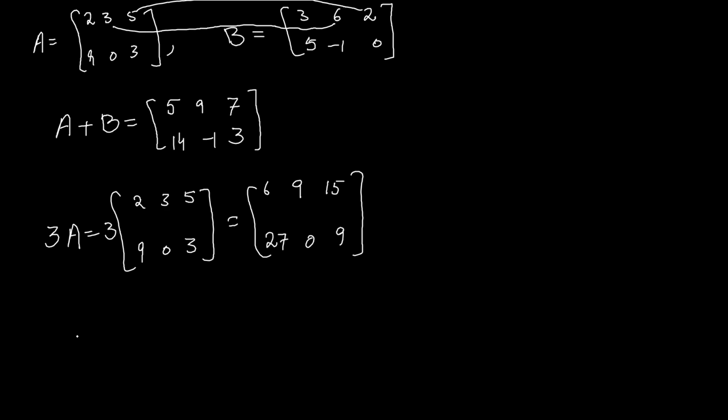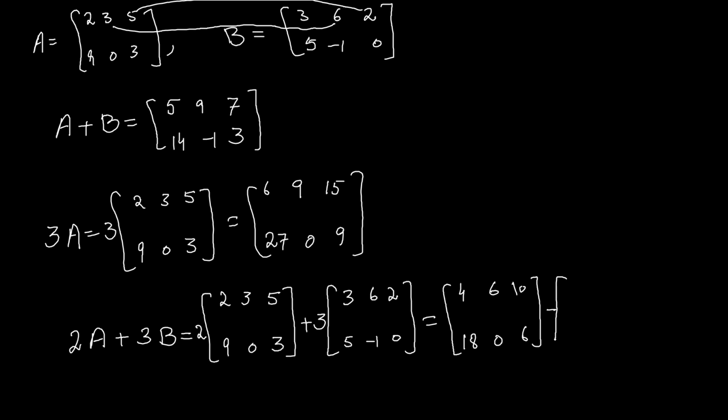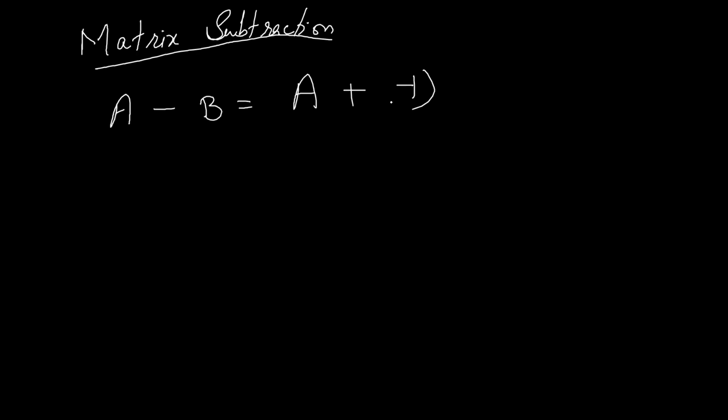If we need to perform a combined operation of scalar multiplication and addition such as 2A plus 3B, first we will perform scalar multiplication and then perform the matrix addition. Matrix subtraction: we can subtract matrix B from A by adding matrix A with the scalar multiple of B with minus 1.